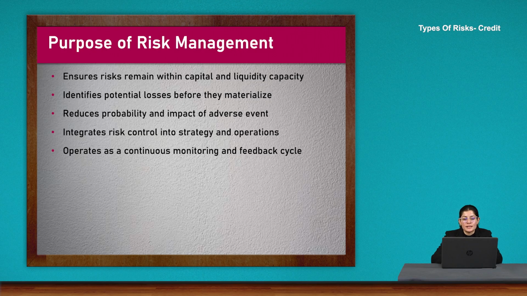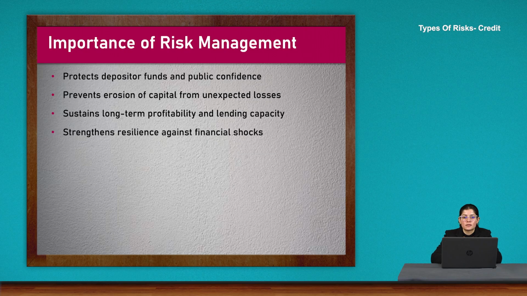An effective risk management function performs 4 tasks in an ongoing cycle. First one is identifying risk exposure across all banking activities, then measuring or estimating these risks using quantitative or qualitative methods. Then we have controlling them through policies, limits and risk mitigants, and monitoring and reporting the exposures to support informed decision making. So risk management operates as a continuous feedback mechanism embedded within both strategy and daily operations. Let's move to another slide.